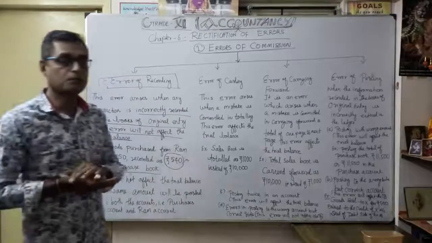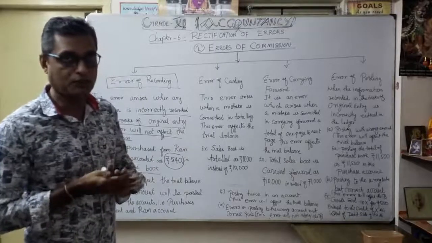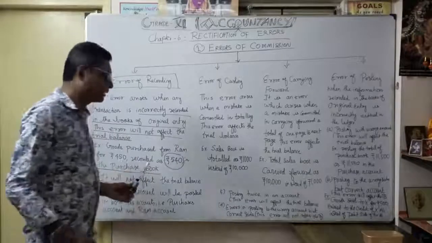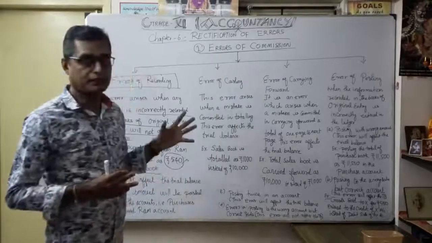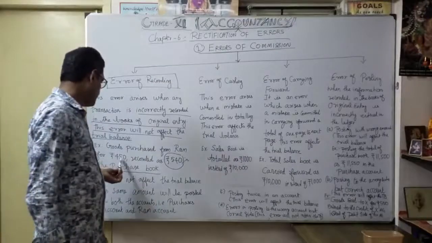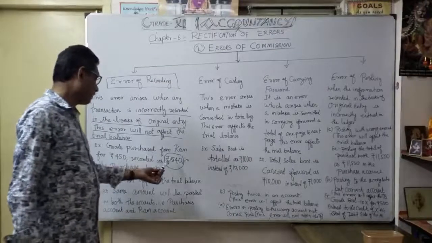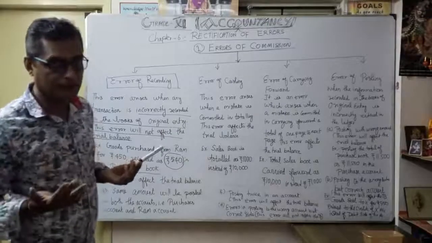When you purchase from Ram, purchases are debited to the purchase account and credited to Ram's account. How much amount did you purchase? 450. How much was recorded? Actually 540. So it is coming under error of recording. Instead of 450, they recorded 540 in the purchase book. So it will never affect the trial balance.